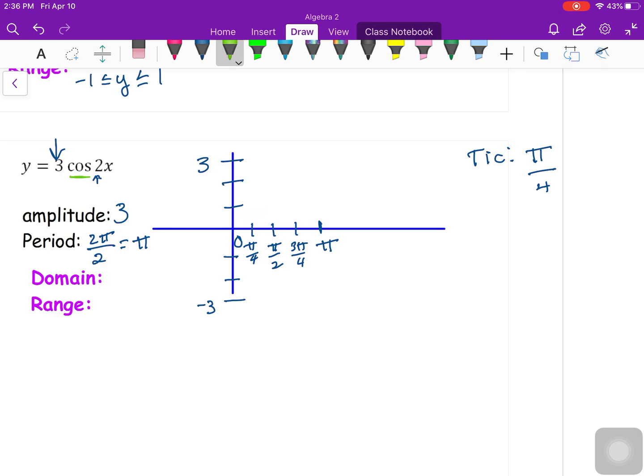Now I'm going to plot cosine. Cosine started at 0, 1, but with an amplitude of 3, it'll be 0, 3. So I start up, back to 0, down, back to 0, up. And now I'm going to sketch through those and keep curving around. Domain, x is all reals because it is cyclical on the x-axis. Range went from -3 to 3.